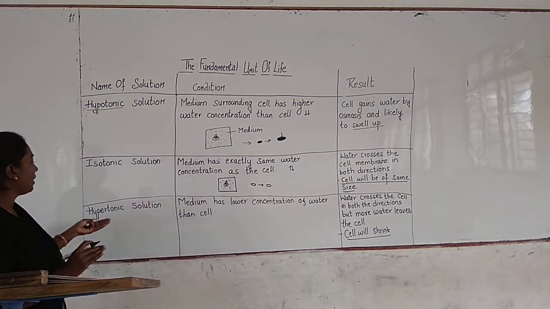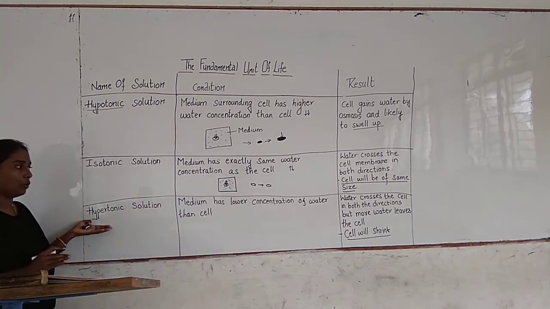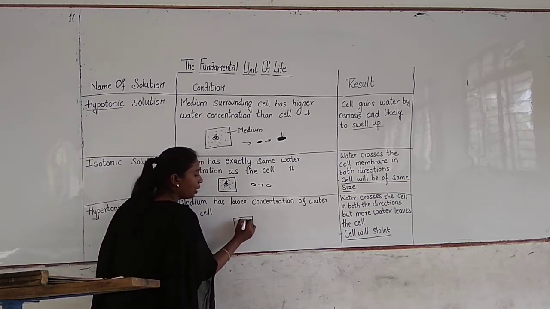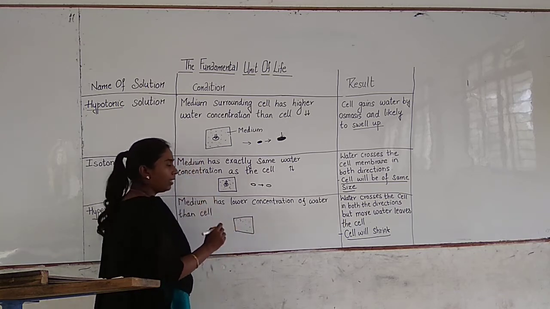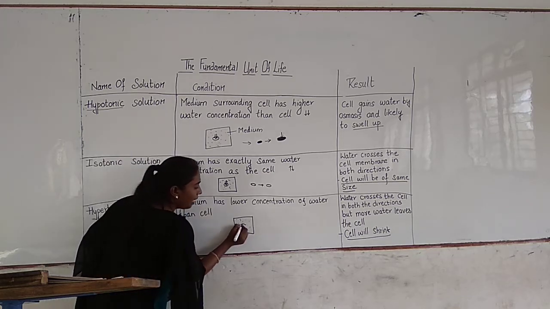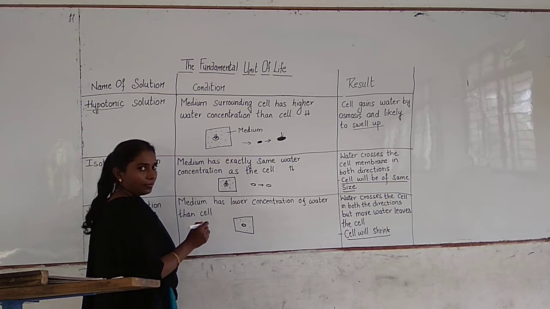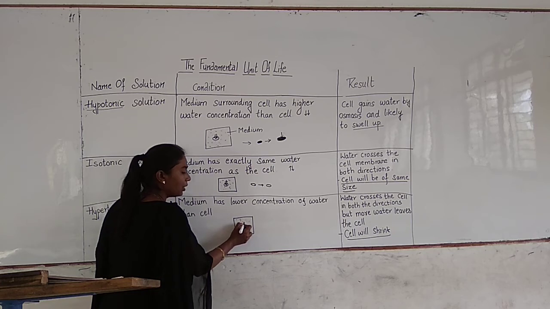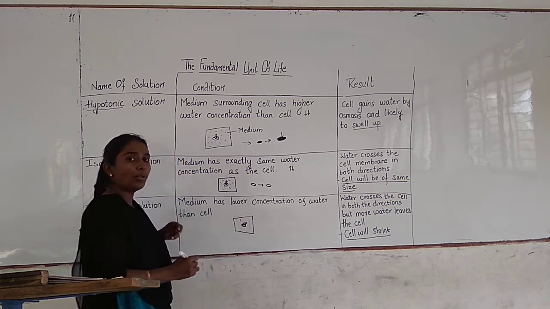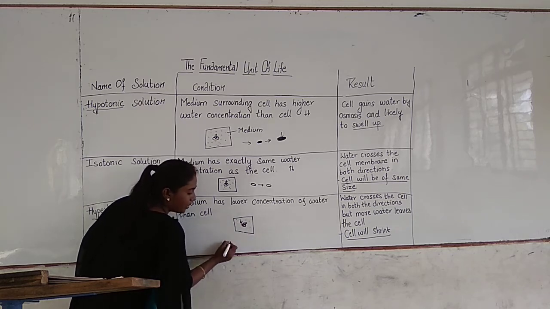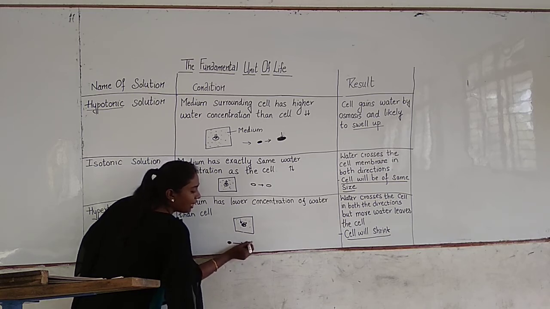Okay. Now in the third case it is hypertonic solution. As I said, you take a bowl, you mix sugar in the water in such a way that the quantity of sugar is more than water, right? In water, and this is the cell. In such cases, the water crosses the cell in both directions, but the cell will tend to lose more water, which results in the shrinkage of the cell.